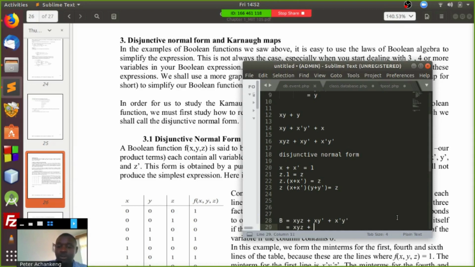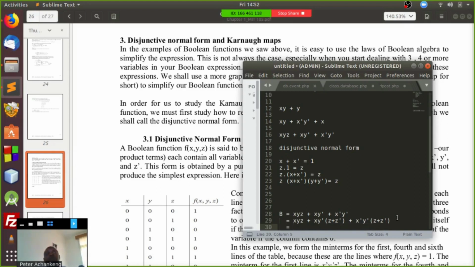So how do I introduce z there? I simply multiply by z plus z prime, knowing that z plus z prime is equal to 1. And multiplying something by 1, you don't change anything, because it will still be itself. And now plus x prime y prime, and now we multiply by z plus z prime. Once we do that, we'll now expand. So try to expand the expression and see what you get.